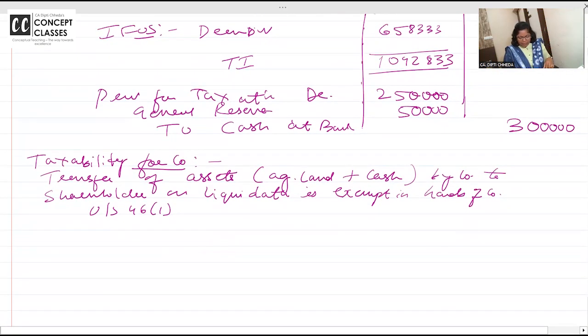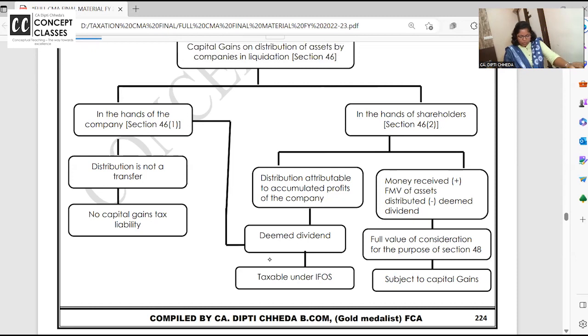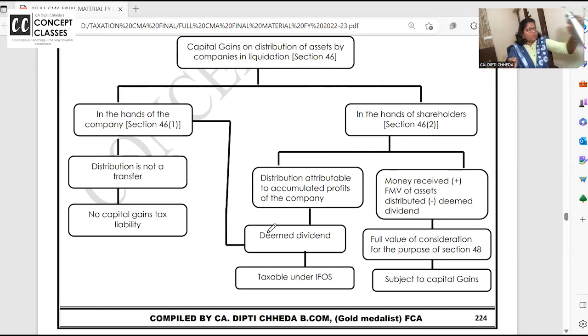What's the liability of company? It's all exempt. So this is all the revision of yesterday. Any doubt you have, ask. Otherwise, we'll continue. Go ahead, ask. Have a look at this flowchart once on your own. Just check it on your own.